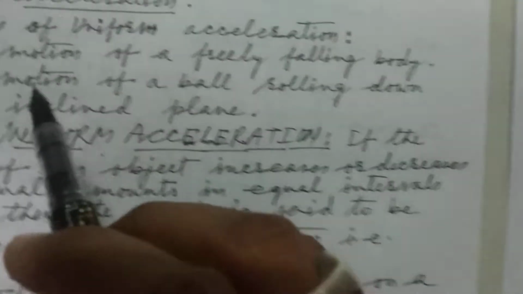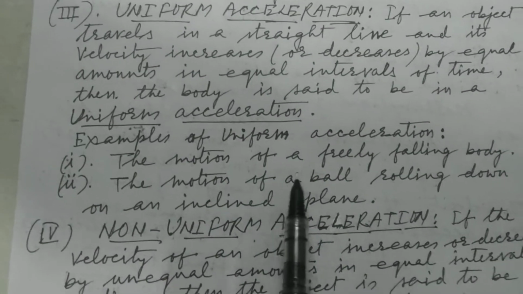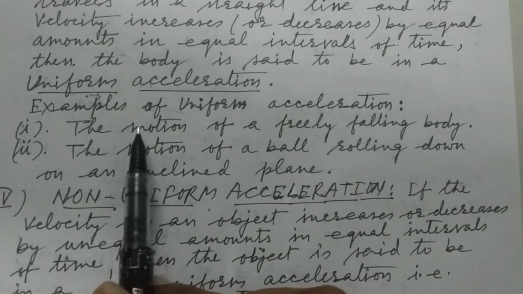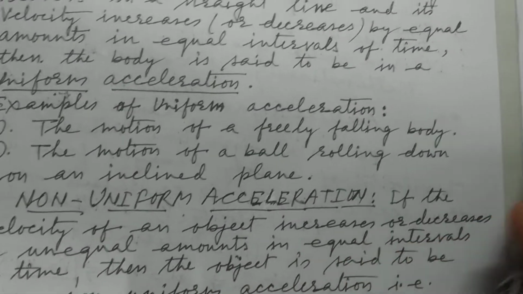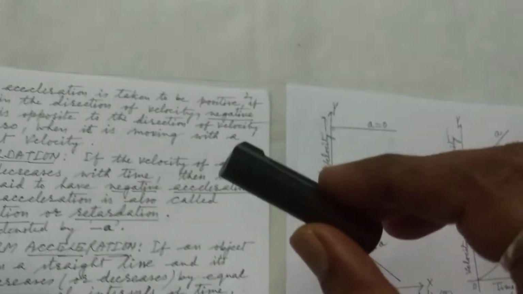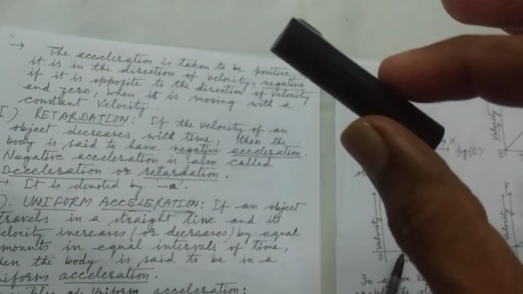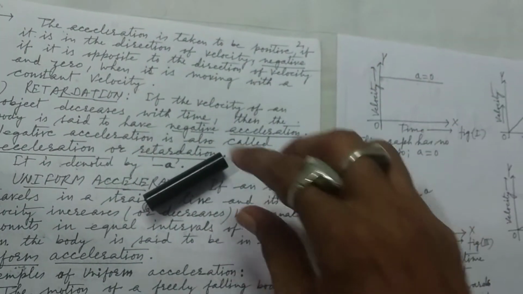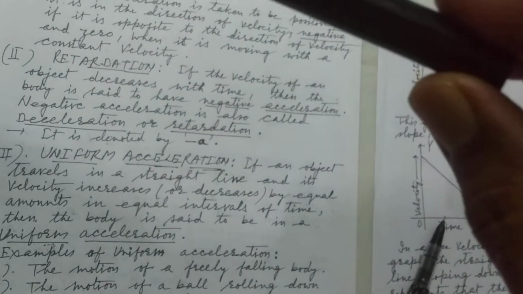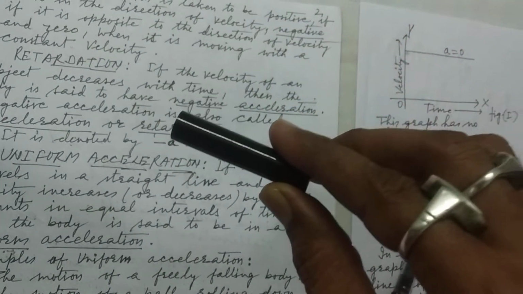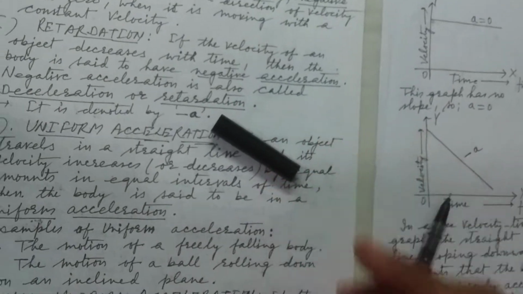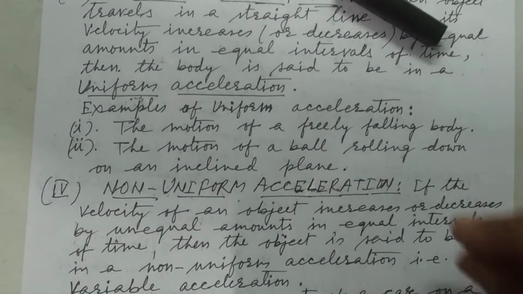So these are the two examples of uniform acceleration: the velocity of a freely falling body, the motion of a freely falling body. So suppose it is a cap in my hand, and when I leave it, it moves down. So what is the speed? Speed is continuously changing, so it has uniform acceleration. One thing more it has been told you here.